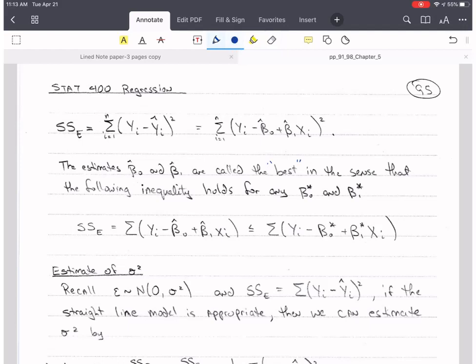And actually, what I'm going to do is put that in red so that when I come back to correct my notes, I will have it easily to see.